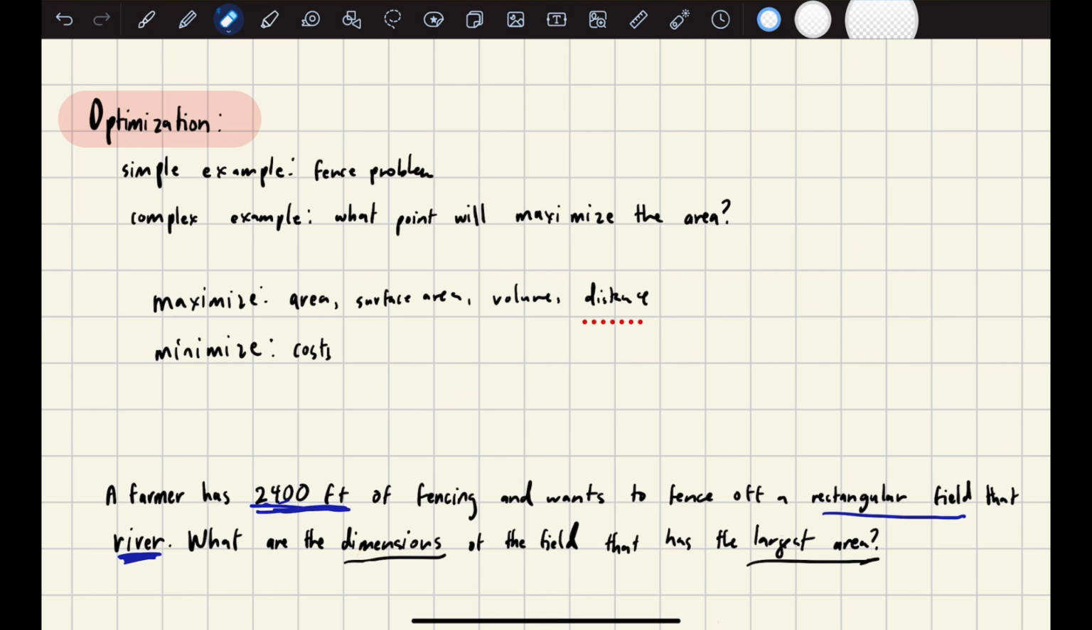But typically with optimization, it's in the name. When you see a problem that's asking you to maximize or minimize something, you know that you're going to have to use these steps to optimize your total value. So typically, it's a maximize question, which includes area, which is the equation we have below, surface area, volume, or distance. And then sometimes you'll see a minimize, and the most common minimize question is cost.